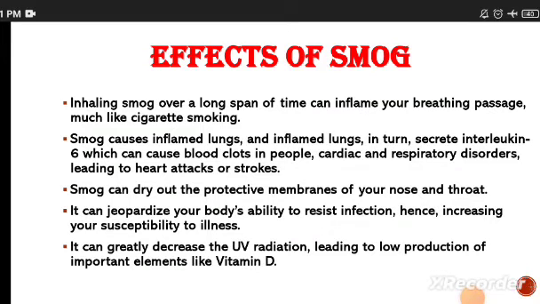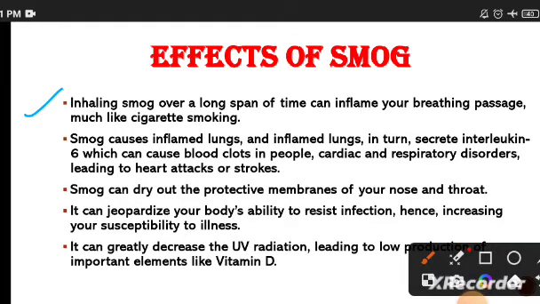Let's know the effects of smog. First, inhaling smog over a long span of time can inflame our breathing passage, much like cigarette smoking. Second, it also causes inflamed lungs and may cause blood clots in people and respiratory disorders, which lead to heart attack and strokes. Third, smog can dry out the protective membrane of our nose and throat.